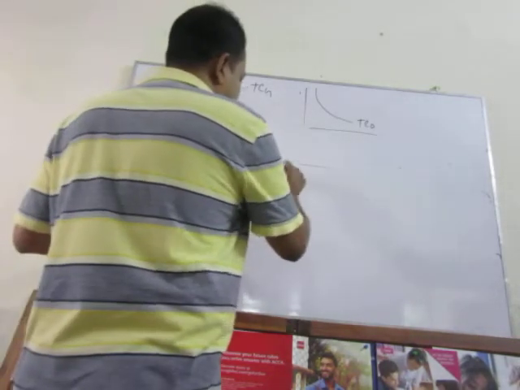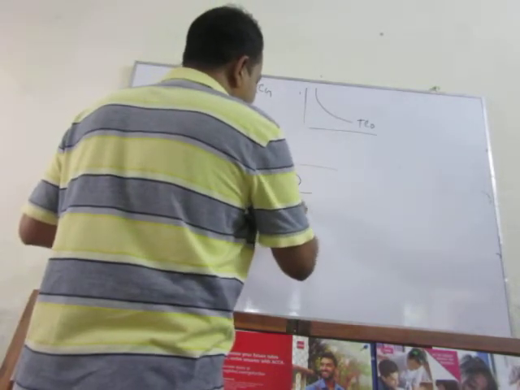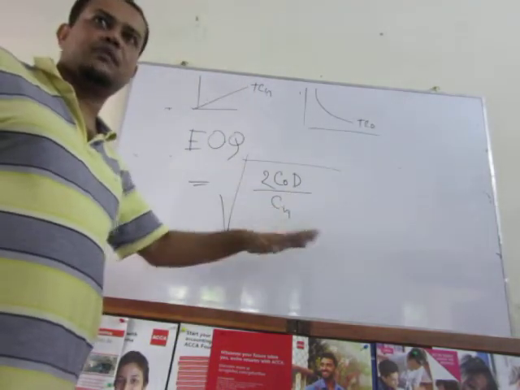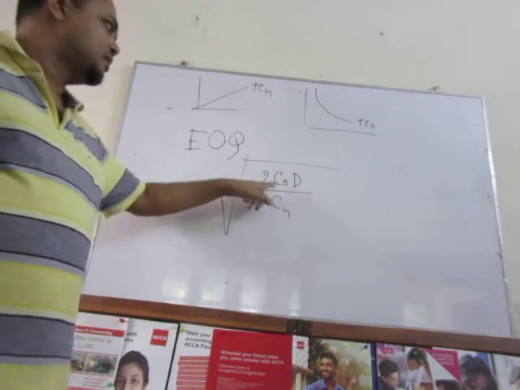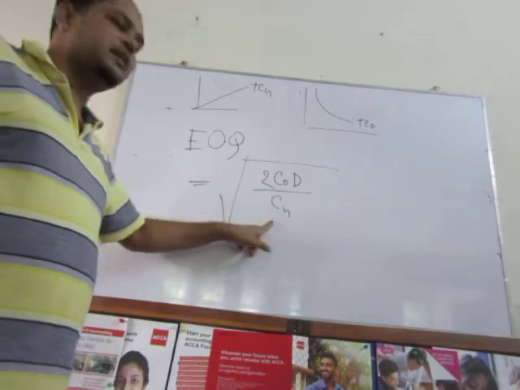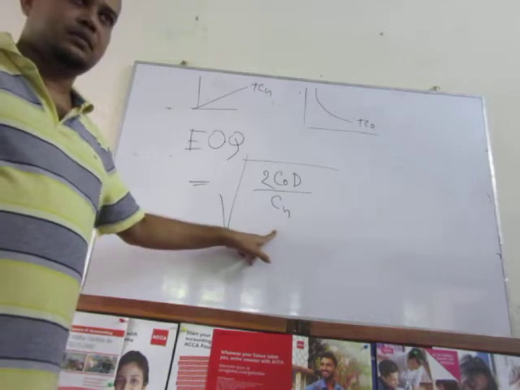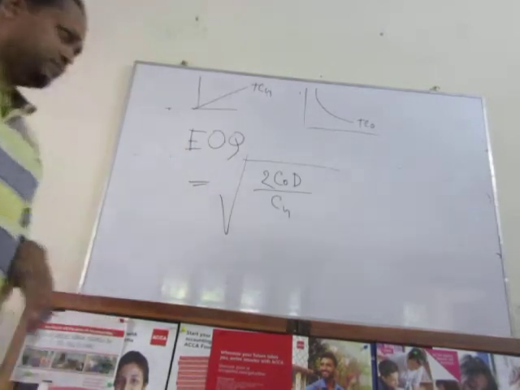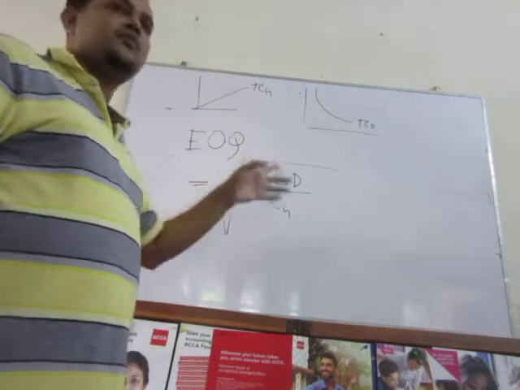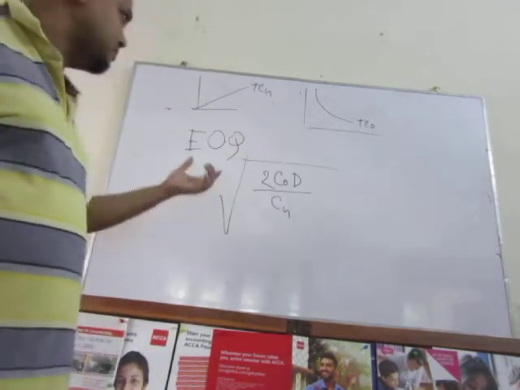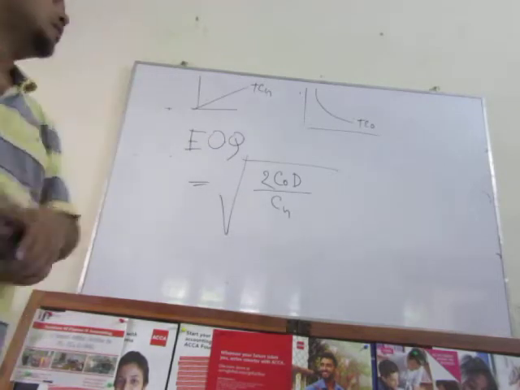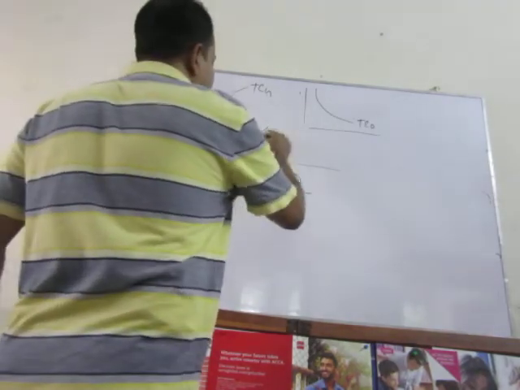EOQ equals the square root of 2 CO D by CH. You know the meaning of each individual symbol. We have already discussed: CO is ordering cost per order, D means annual demand, and CH means holding cost per order. So by using this model or formula, you can find out EOQ, economic order quantity.